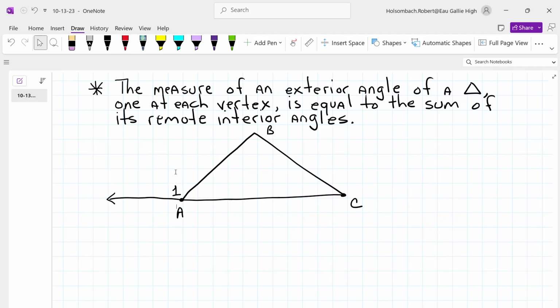Now, angle 1 is equal to the sum of its remote interior angles. Remote means far away, all right? Like your remote control for your TV. You use it to control your TV from far away because you can't reach the TV. So the remote interior angles, far away inside the triangle, are angle B and angle C. So we're going to say the measure of angle 1 is equal to the measure of angle B plus the measure of angle C.